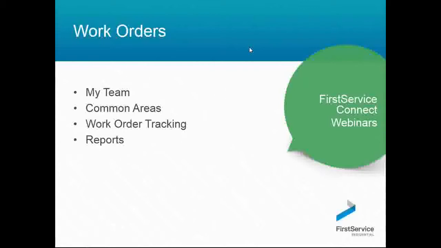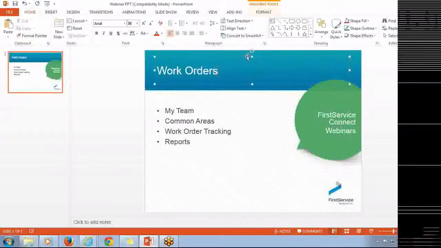In this webinar, we will be covering work orders. We'll review setting up My Team, which is a list of your third-party vendors or sited maintenance people that you might send a work order to, all of which can be done through Connect. Also, how to set up your common areas, tracking of work orders, and supporting reports to go with it.